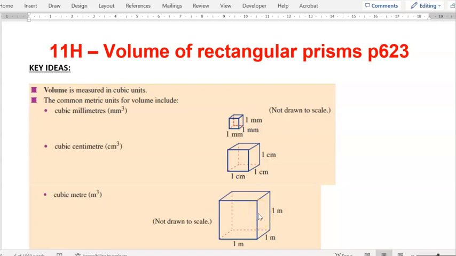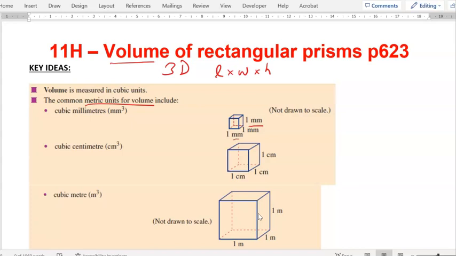Okay, the volume is more than just the area. We're actually talking about 3D, 3 dimensions. And to get those 3 dimensions, we're talking about the length, the width, and the height. Let me explain. So a common metric unit for volume would be millimeters.